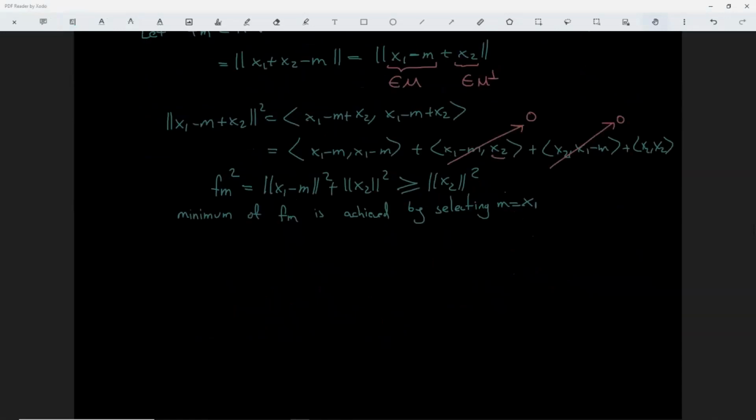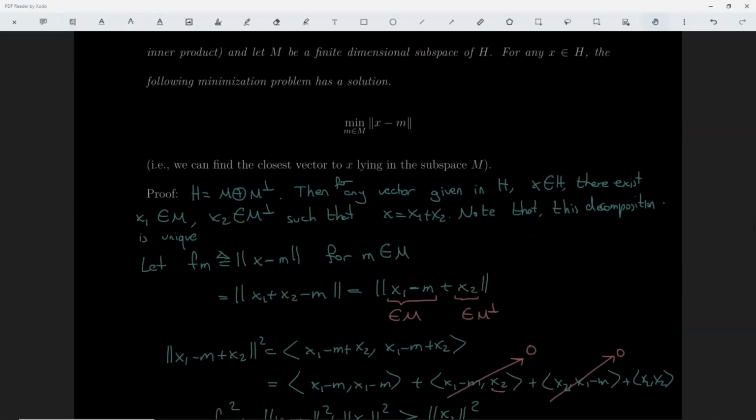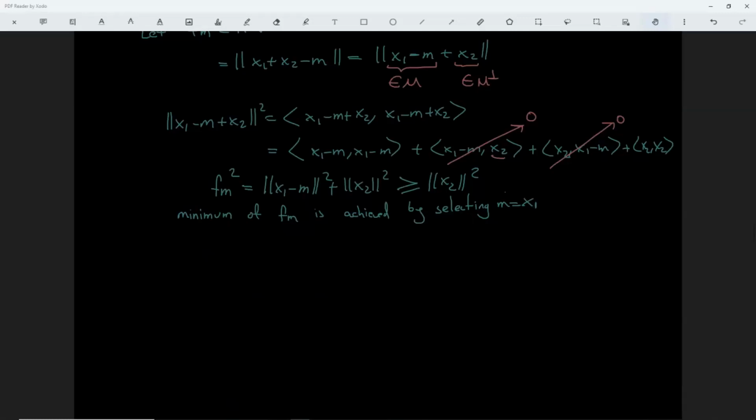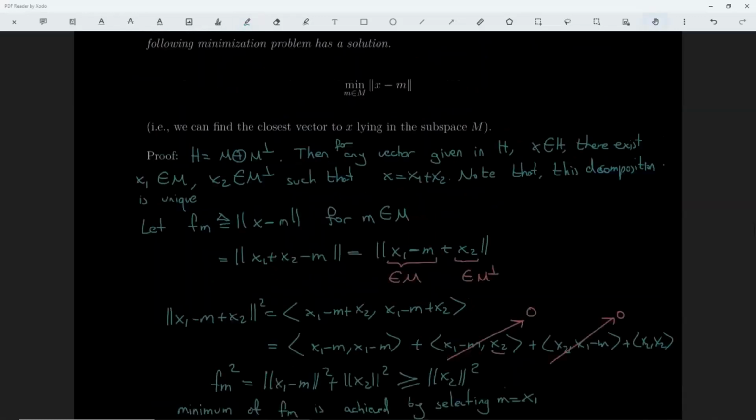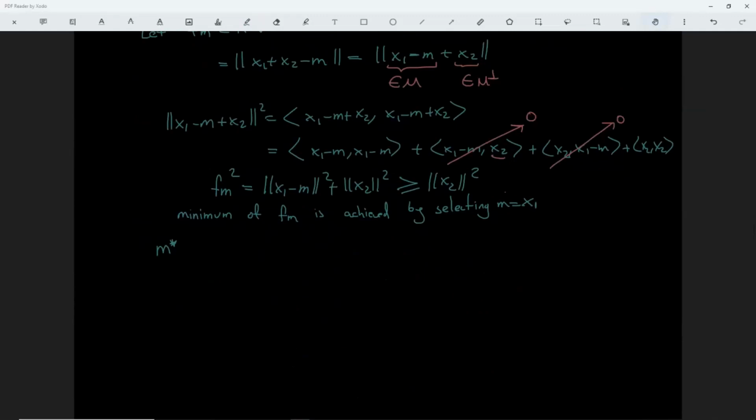So therefore, in the theorem we were saying that this minimization problem has a solution, and actually this value m being equal to x1 is the solution to this problem. Let's say I will call it m star among all possible m. One of them is minimizing this cost function, the norm of x minus m. So the minimum is achieved by choosing m as x1, and furthermore m star is unique.